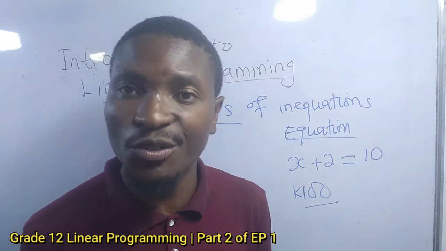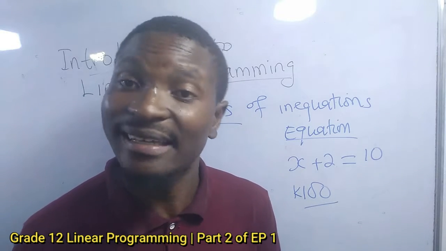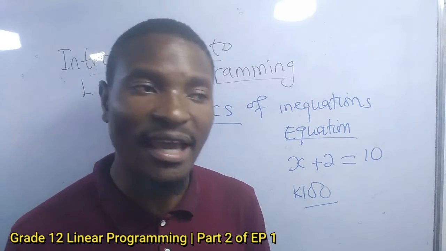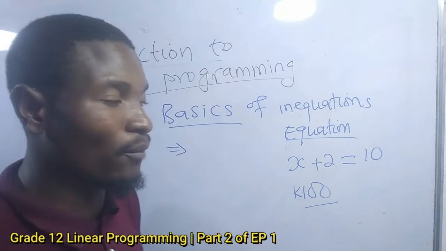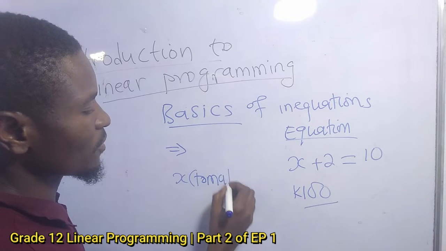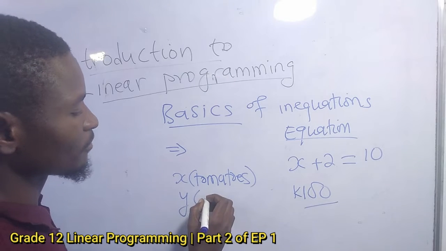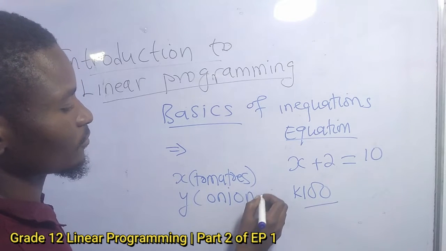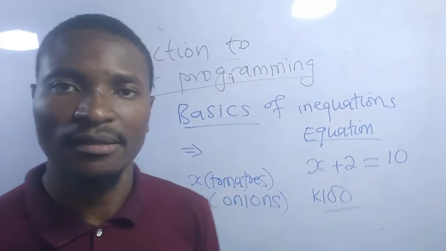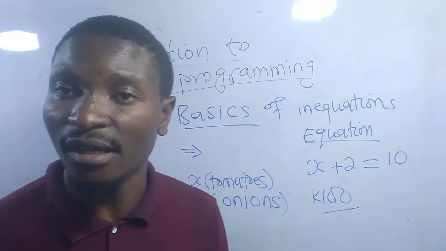So under linear programming, we use most of these common letters or variables like X and Y or even Z, okay? But for the basics, we use X and Y. So let's say for example, the X is tomatoes, and then the Y is onion, okay? So mathematically, we want to present that. The X represents the tomato, and the Y represents the onion.